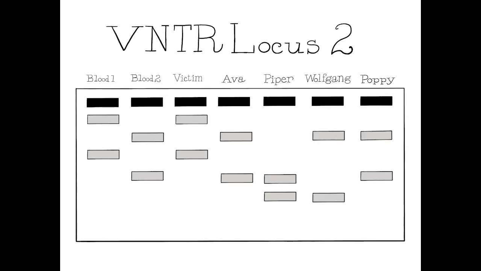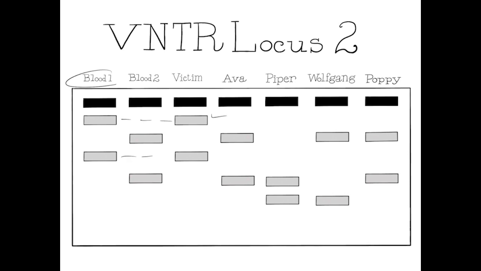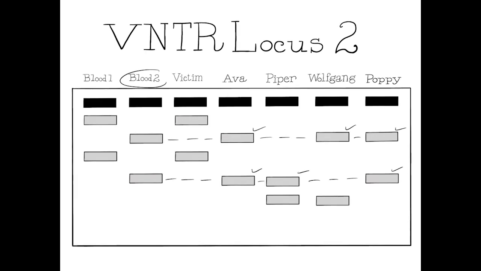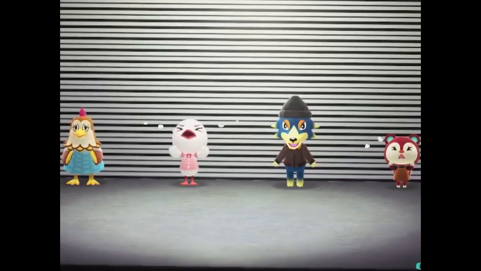In VNTR locus 2, blood 1, both alleles only match to the victim. Since the victim matched all alleles at both loci, this most definitely means the blood belonged to her. The first allele of blood 2 matches with Ava, Wolfgang, and Poppy. The second allele matches with Ava, Piper, and Poppy. Let's go down the suspect line to discuss why they were or were not the killer.